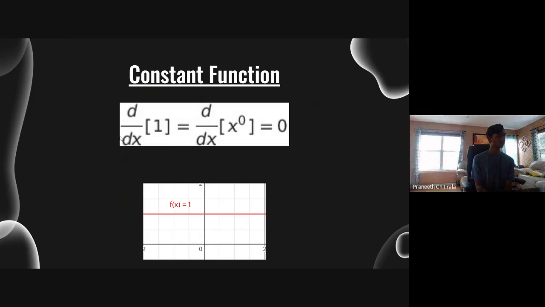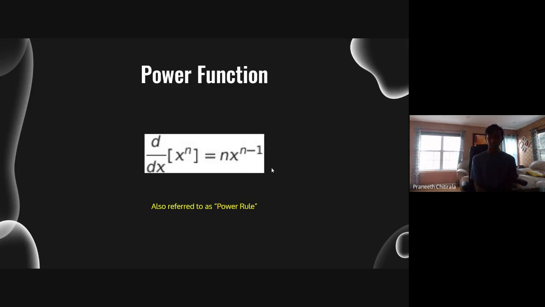So the derivative of 1 with respect to x is always 0. Let's think about this in two ways. Let's use the power rule. If we have x to the 0 power, the derivative of that is 0 times x to the 0 minus 1, and anything times 0 is 0. So that means that the derivative of 1 is just 0.